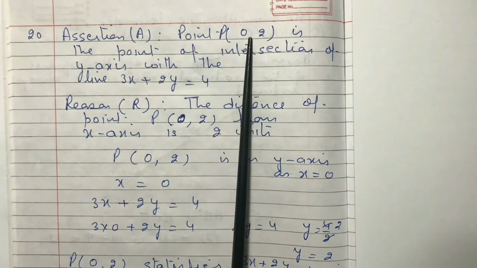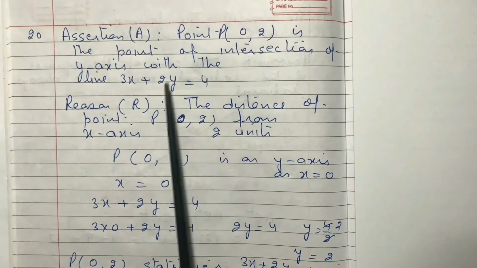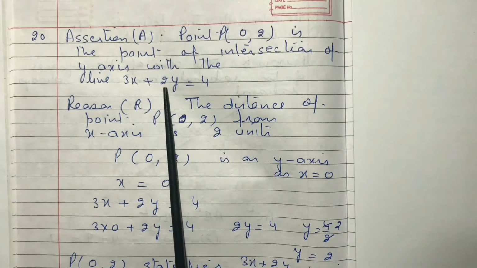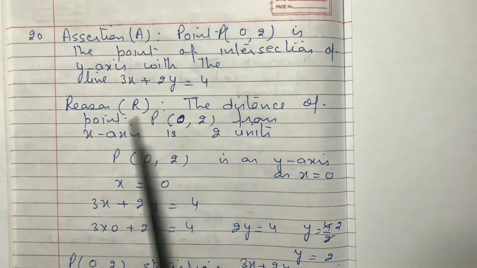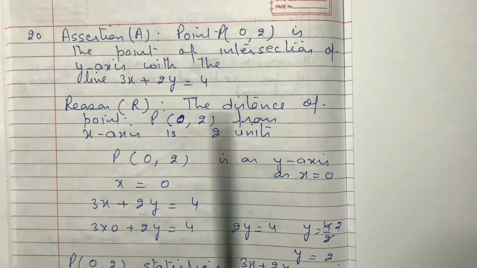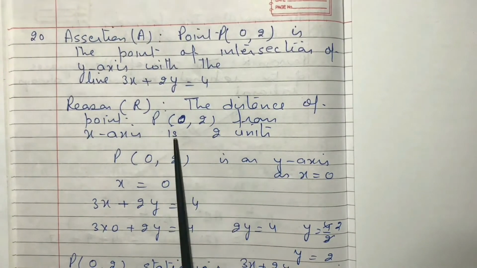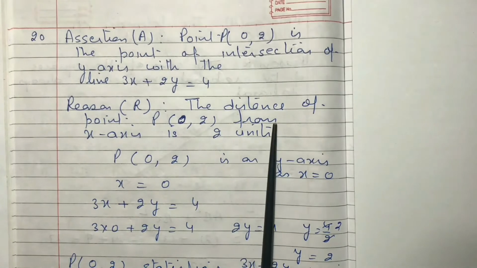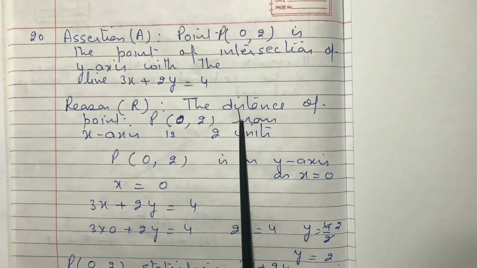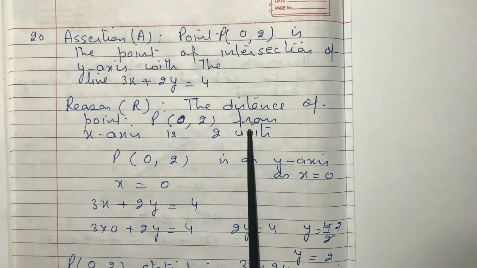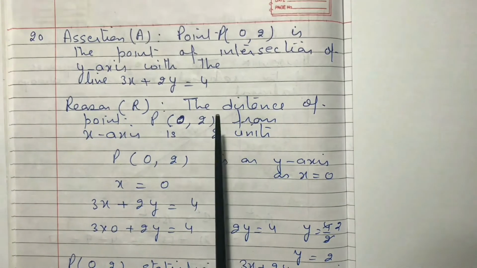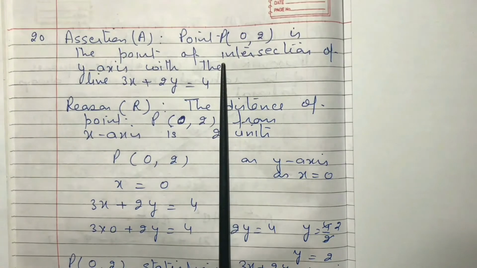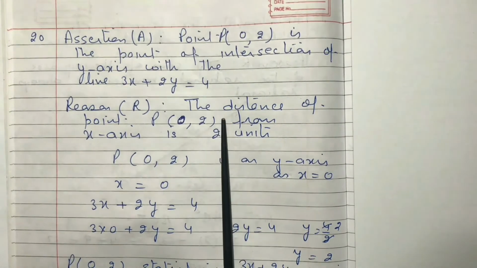And this point is on y-axis, and this point satisfies this line. It means this is the point of intersection of y-axis with the line. Now reason R. The distance of the point P(0, 2) from x-axis is 2 units. This is a true statement. So both the statements are true, but this statement is not the correct explanation of this assertion A. So its option is B.